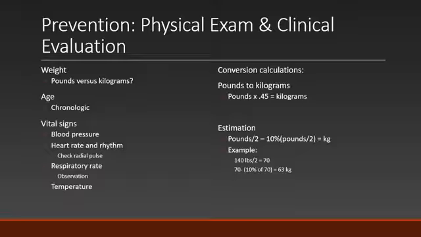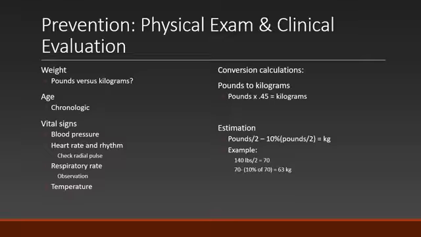There is a nice easy way to do it with mental math too. If you take the pounds that they weigh, or their weight in pounds, and you round it up to a nice even number. So for example, in this example, we're going to use 140 pounds. You take their weight in pounds and divide it in half. So 140 divided in half would be 70. And then you subtract from that number 10% of that number. So 70 minus 10% of 70, which would be 7. So 70 minus 7 is 63 kilograms. And so that gives you a pretty good working estimate of what that patient's weight would be in kilograms.